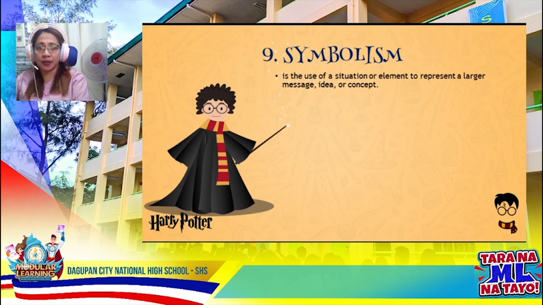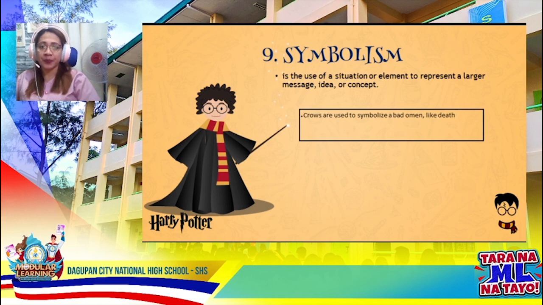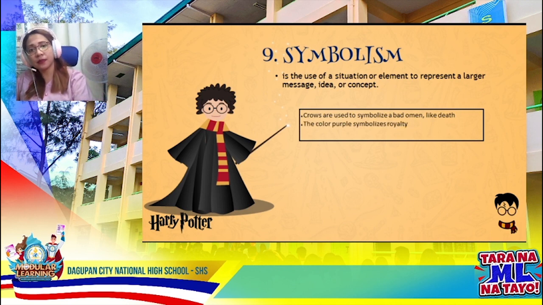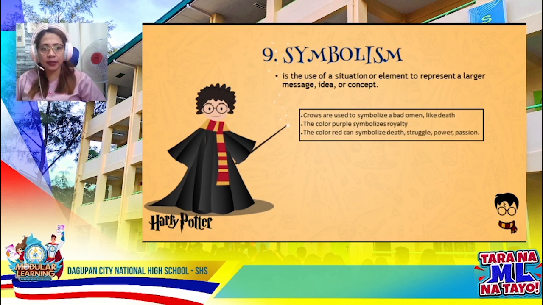Next is symbolism. Symbolism is the use of situations or elements to represent a larger message, idea, or concept. The use of a thing as a symbol. For example, when you see a crow, this usually symbolizes bad omens like death. On the other hand, the dove is used to symbolize peace. The color purple symbolizes royalty. The color red symbolizes death, struggle, power, passion. The color black symbolizes darkness, and so on and so forth.